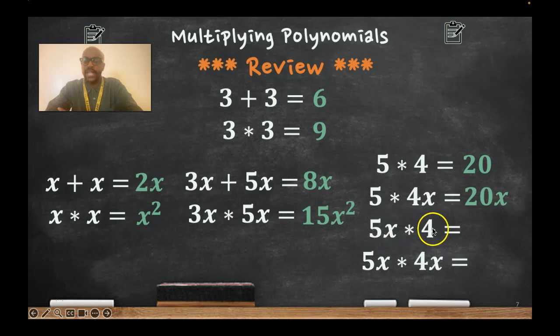5x times 4, 5 times 4 is 20. Between both of these terms, how many x's are present? 1. 20x. 5x times 4x, when you take 5 times 4, you get 20. Between both of these terms, you have 2 x's, so it'll be 20x to the second power, or 20x squared.